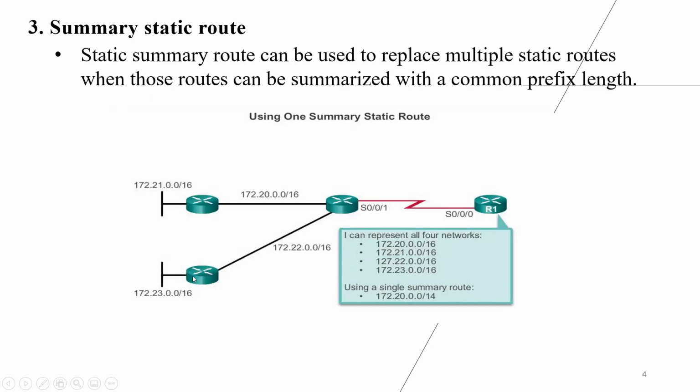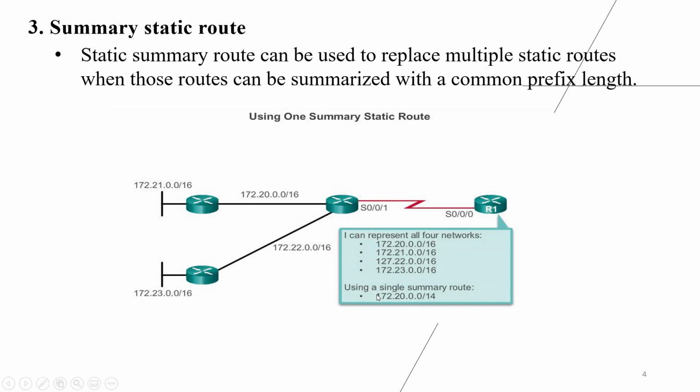The third type is the summary static route. What does a summary static route mean? Instead of creating individual static routes, we can make it a summary. For example, you can see here we have four networks: 172.20.0.0, 172.21.0.0, 172.22.0.0, and 172.23.0.0. Instead of creating four static routes, we can make it a summary. The summary is 172.20.0.0/14.